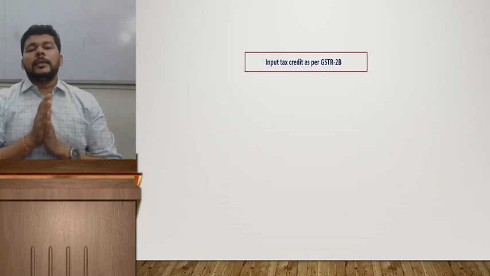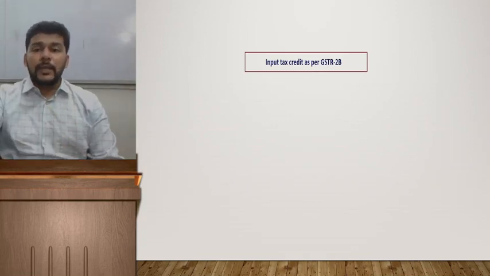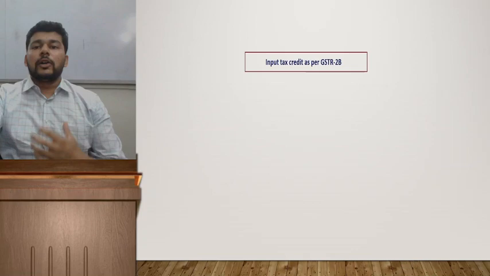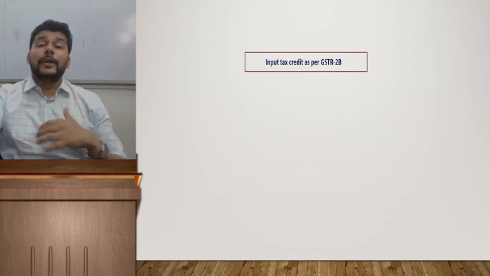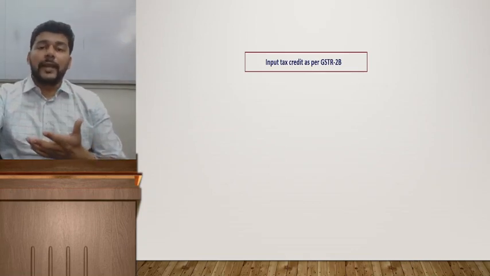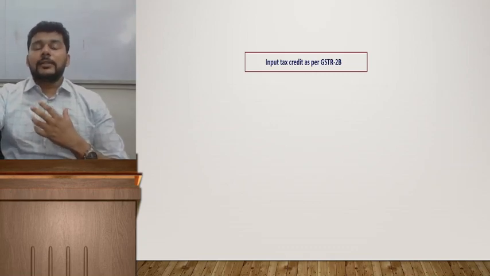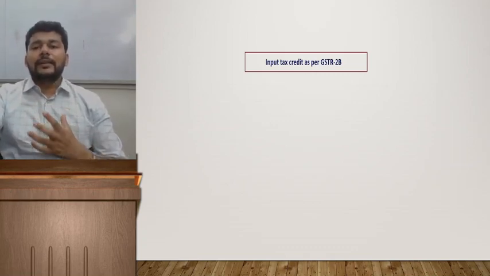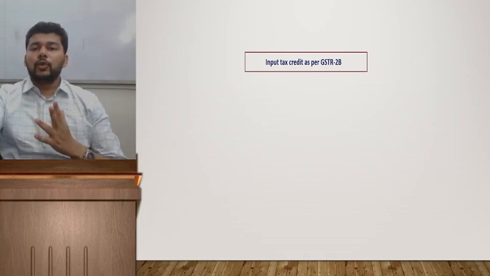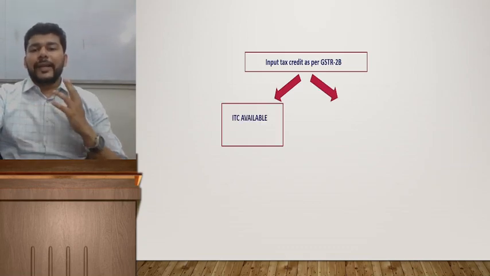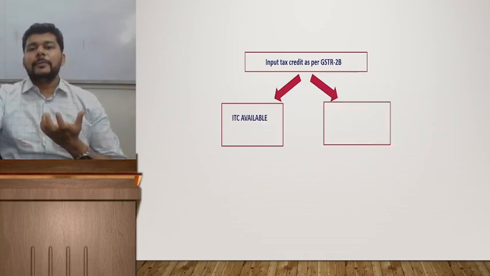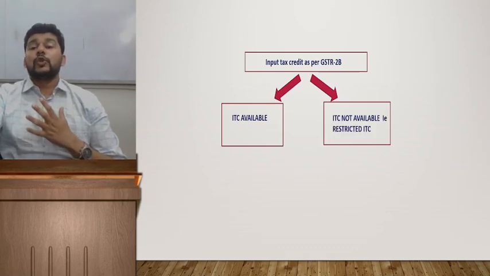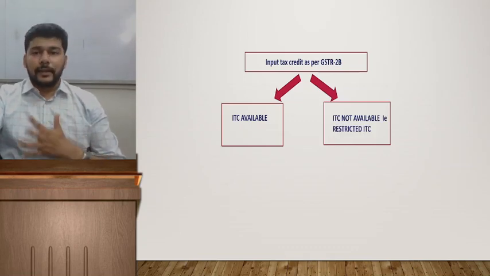Now friends, as per the input tax credit which comes in GSTR 2B, which gives you the data of all the outward supplies filed by your suppliers or by the suppliers of your clients, in respect of that data there will now be a bifurcation in two parts. Currently also it is visible on the GSTR 2B portal, but it is going to be available in two parts. One is the input tax credit which is available, and second is the input tax credit which is not available, which is also called restricted input tax credit.